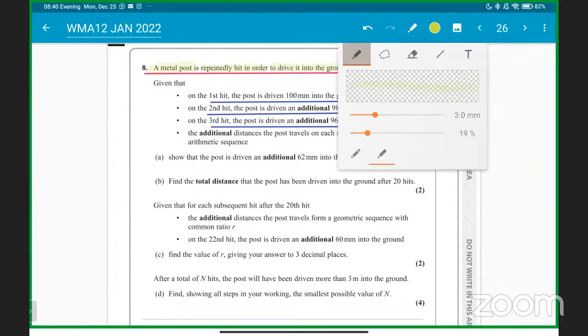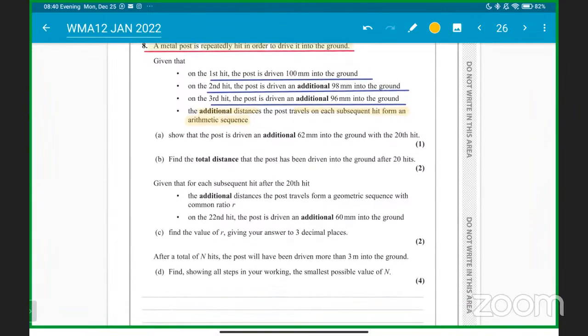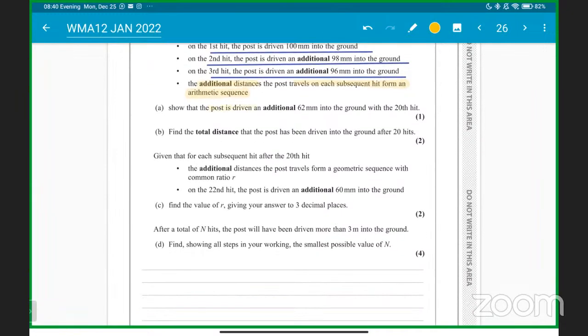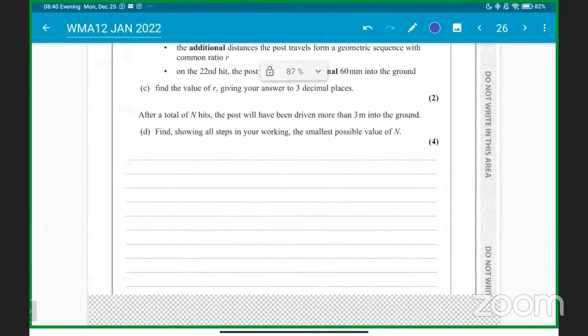So we can expect that this is forming an arithmetic sequence, and in an arithmetic sequence we have a common difference. The additional distance the post travels forms an arithmetic sequence. We have to show that the post is driven an additional 62 millimeter into the ground with the 20th hit, for just 1 mark.